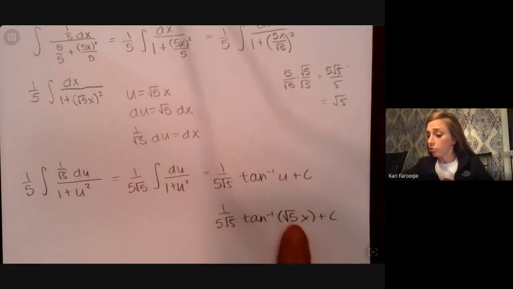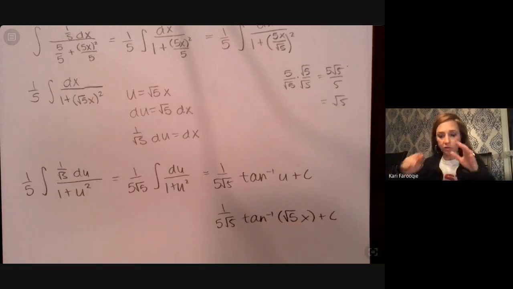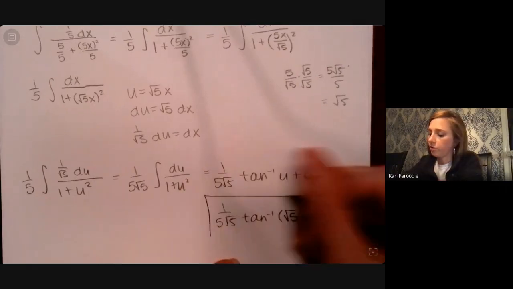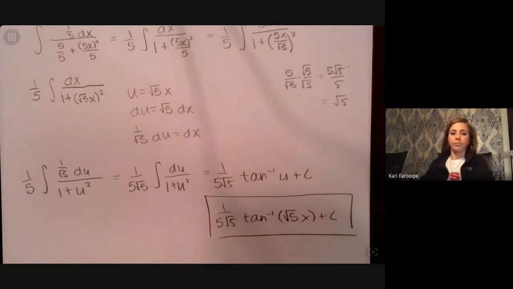Remember, it's the square root of 5 times x. It's not the square root of 5x quantity. The square root of 5 times x plus c. All right.